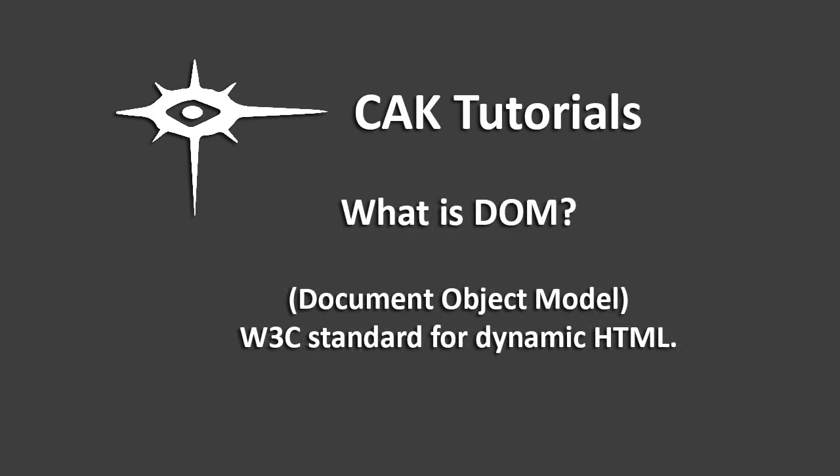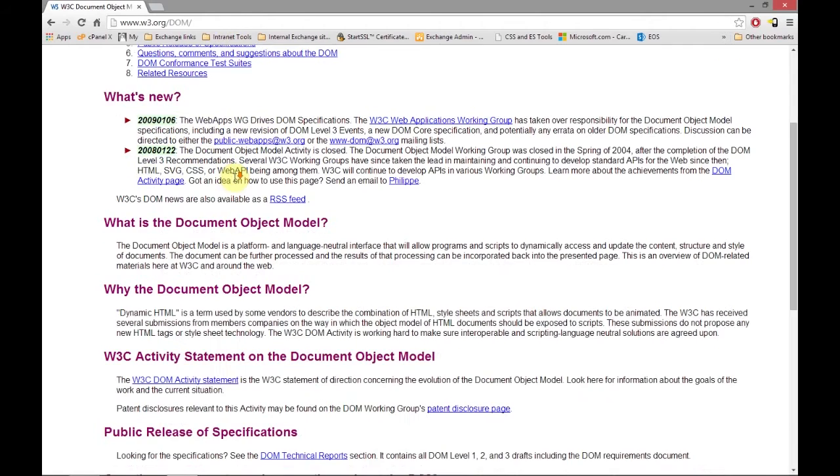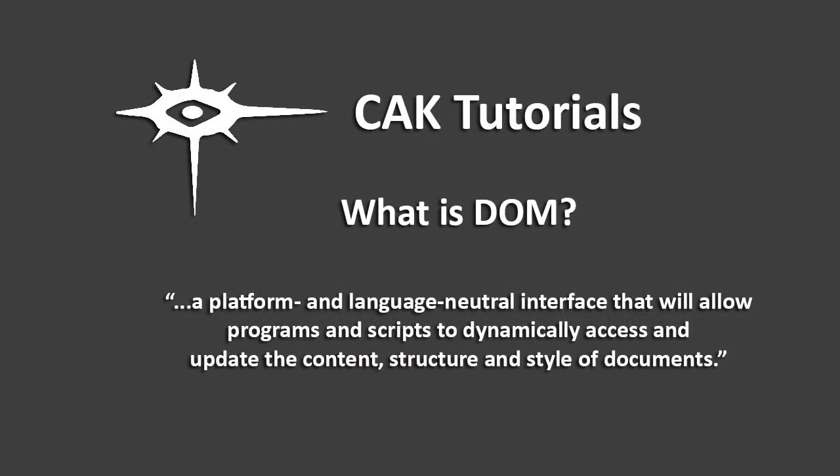So the first thing I want to go over is what is DOM. DOM stands for Document Object Model, and what that does is it allows us to create dynamic HTML. It is a W3C standard, and as you can see on their website here, they define it as a platform and language neutral interface that will allow programs and scripts to dynamically access and update the content, structure, and style of documents. So what does that mean? That just means that we are going to be able to use JavaScript to dynamically change the content.